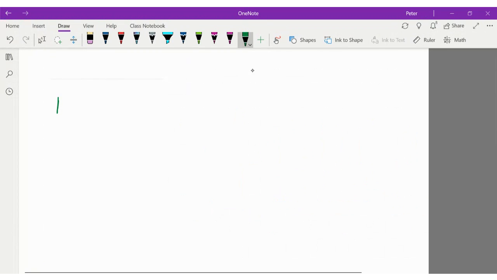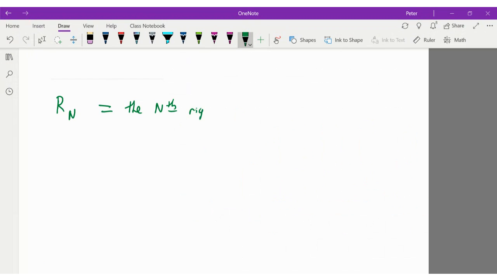We use the term Rn to mean the nth right endpoint approximation of f on the interval AB. So just to be clear about what this terminology means, the R means that this is going to be a right endpoint approximation. The N means that we're going to divide the original interval into N subintervals.